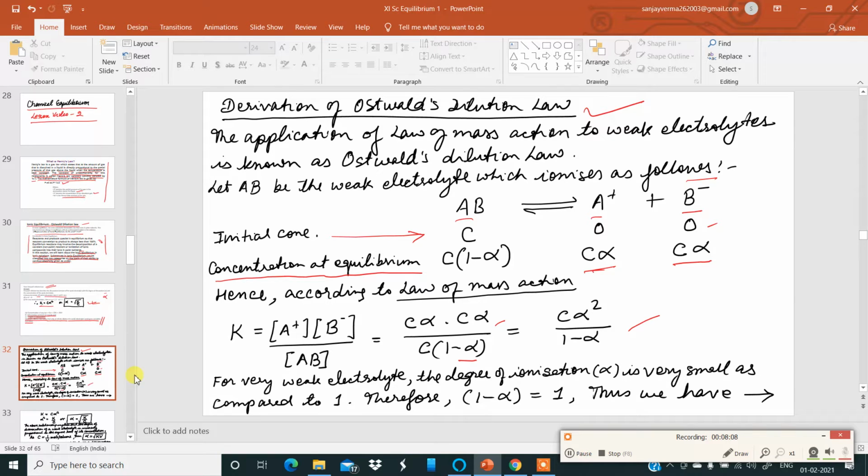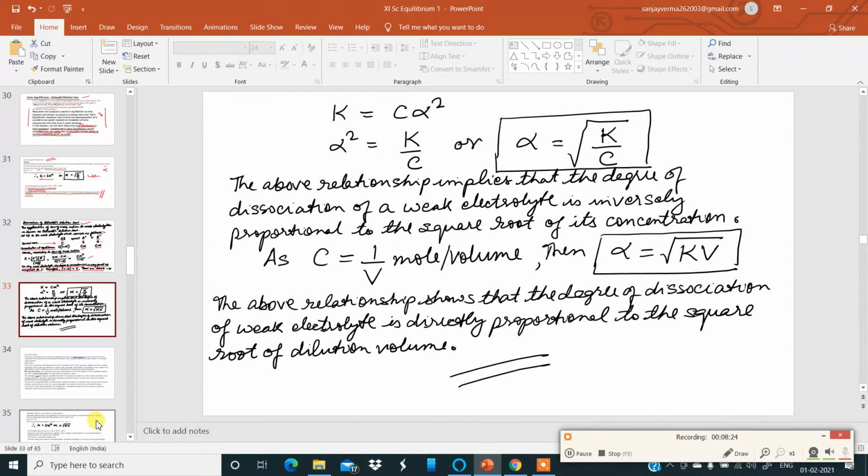Now note that for a very weak electrolyte, the degree of dissociation is very small as compared to 1. Therefore we consider over here 1 minus alpha as 1. Thus we have on the next slide, K is equal to C alpha square, or alpha square is equal to K by C, or alpha, the degree of dissociation, is equal to root under K by C. This is what has to be derived from Ostwald's dilution law.